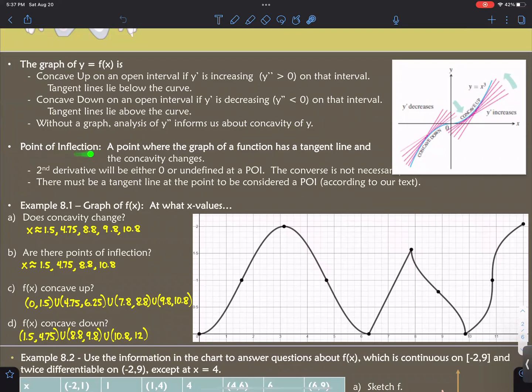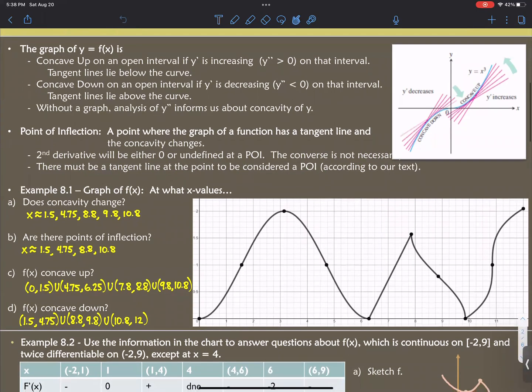A point of inflection, by definition, is a point where the graph of a function has a tangent line. That part is often overlooked, but the function has a tangent line and the concavity changes. We're going to see some interesting special cases where you have a change in concavity, but it's not actually classified as a point of inflection. At a point of inflection, the second derivative will be either 0 or undefined. My copy got cut off here, but it says the converse is not necessarily true. There must be a tangent line at a point to be considered a point of inflection.